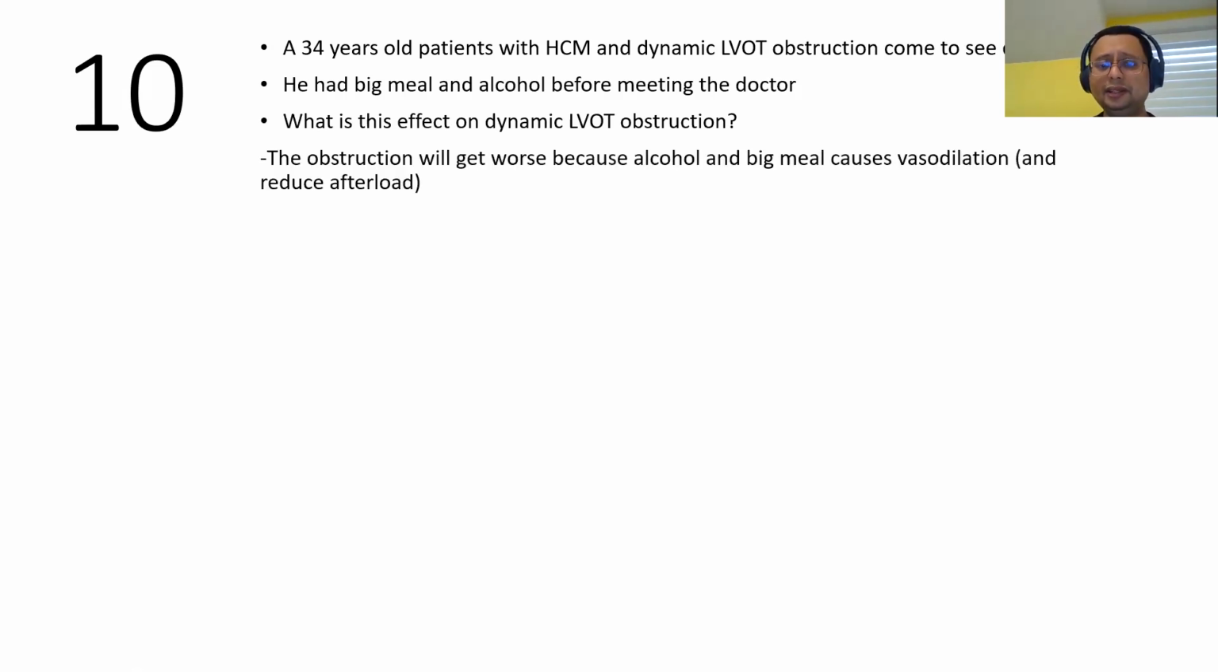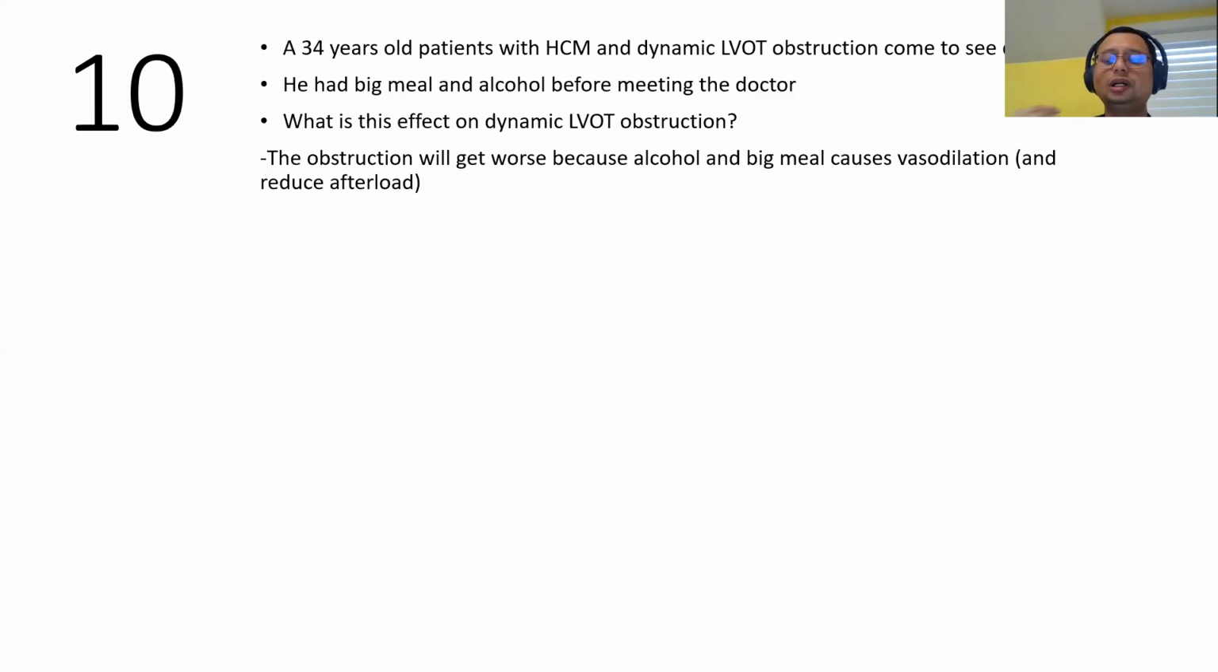So why does it make it higher? Number one, when you take alcohol and a big meal, this will cause vasodilation because the blood wants to be redirected to the splanchnic circulation. Vasodilation will reduce the afterload. I'll give you a tip for dynamic LVOT obstruction in HOCM: anything that reduces preload or reduces afterload will make it worse. Anything that increases preload or increases afterload will make it better.